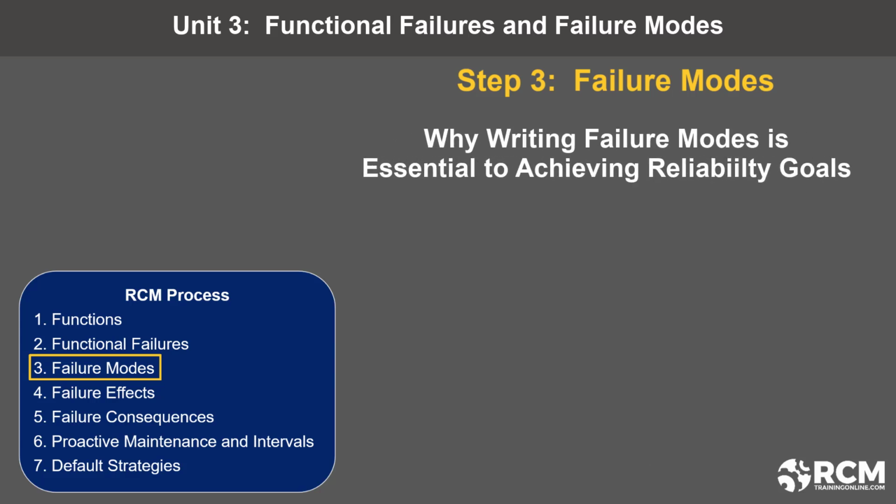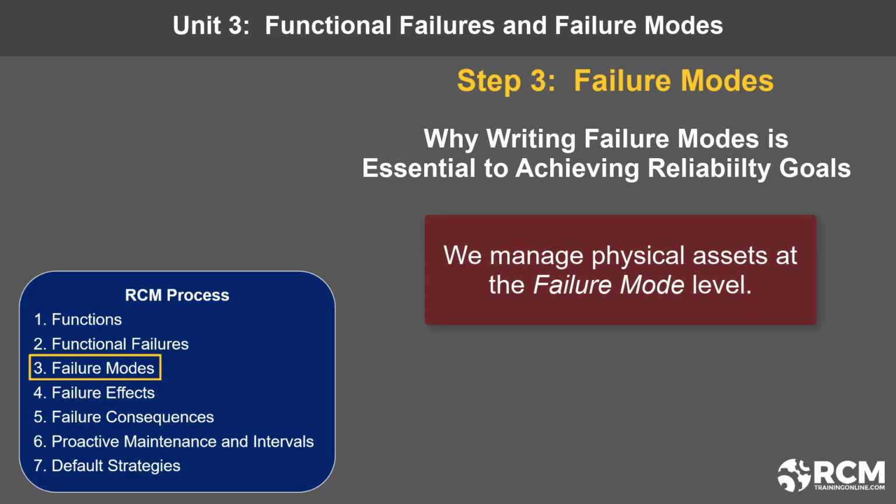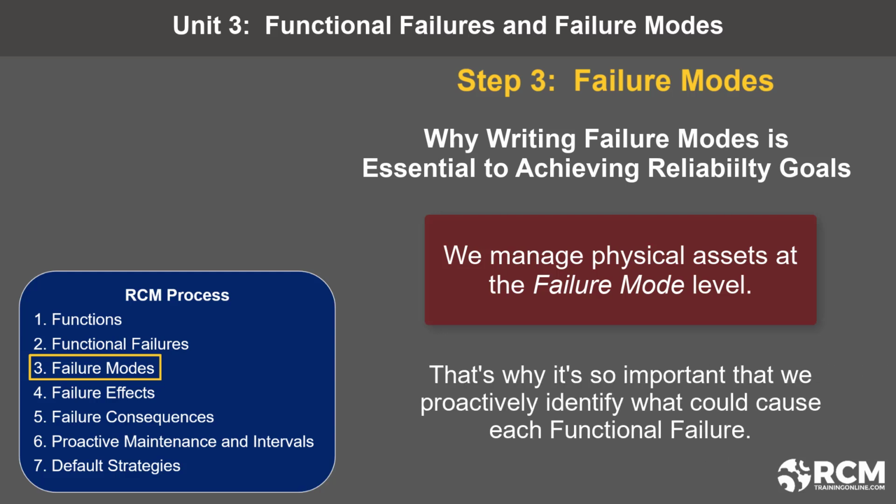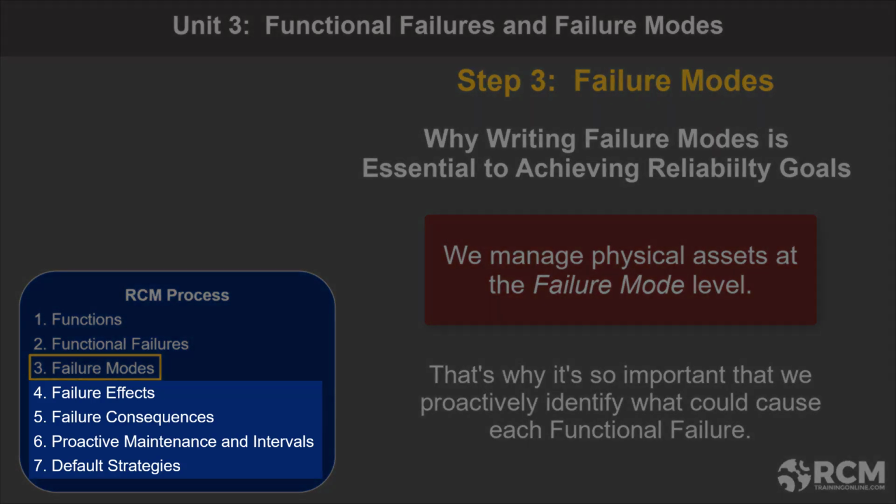Let's talk about why writing failure modes is essential to achieving reliability goals. My mentor John Mowbray taught me that we manage physical assets at the failure mode level. That's why it's so important that we proactively identify what could cause each functional failure. Because then we use the remaining 4 steps of the RCM process to figure out what, if anything at all, we should do to manage them.